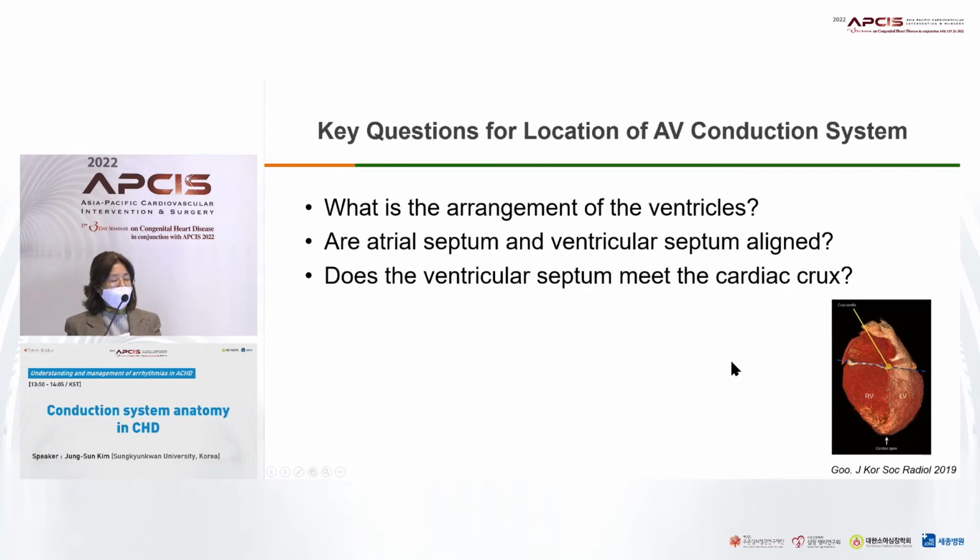Then let's move to the atrioventricular conduction system. In order to find out the course of the atrioventricular conduction system, we have to check some questions. What is the arrangement of the ventricles? Are the atrial septum and the ventricular septum aligned normally or malaligned? Does the ventricular septum meet the cardiac crux?